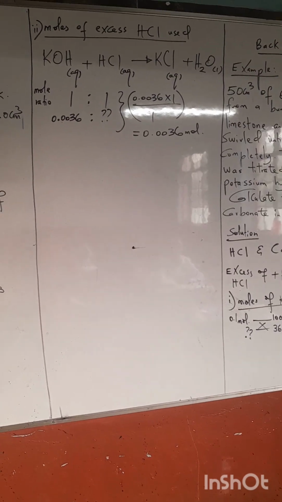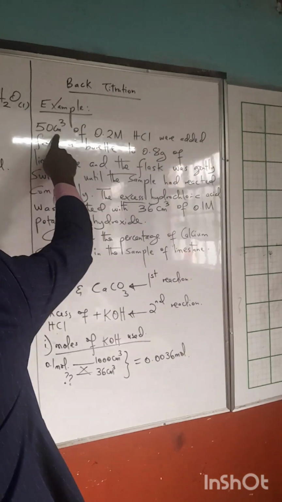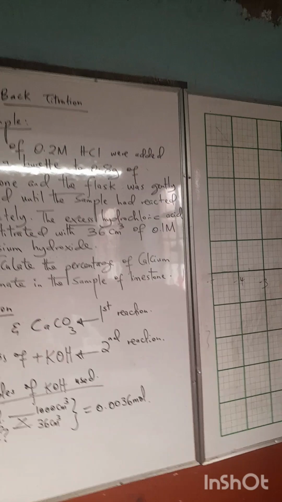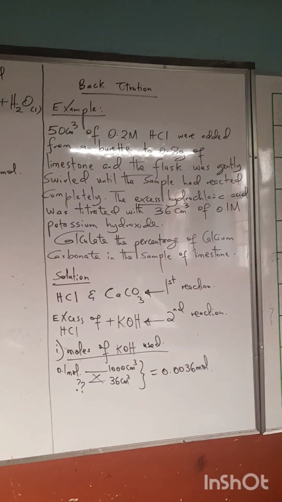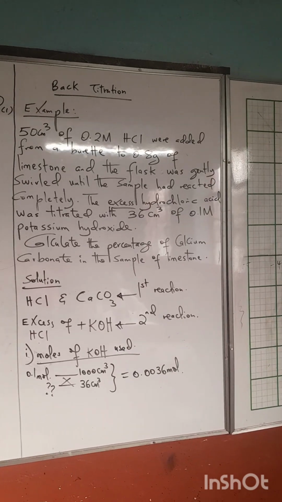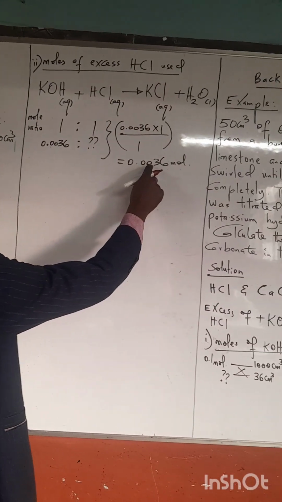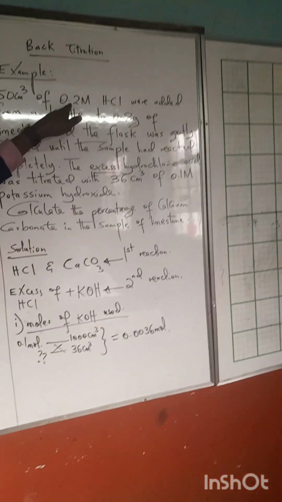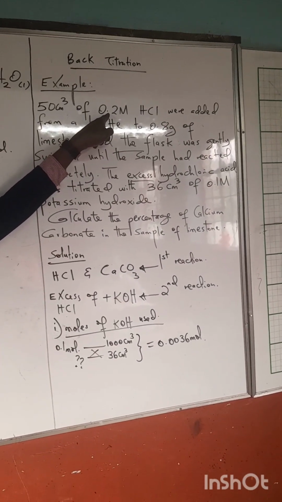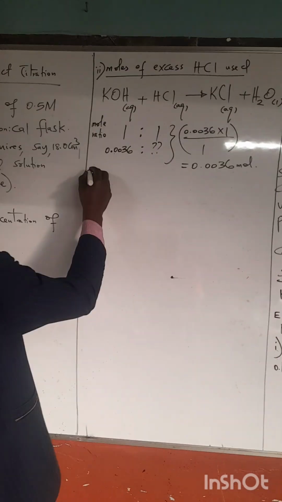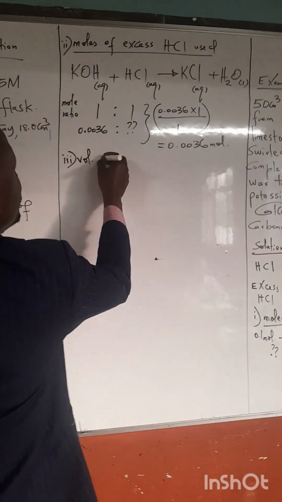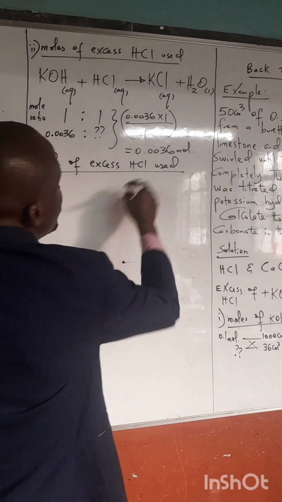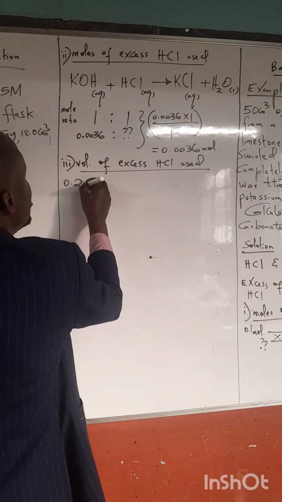Now, let us go back here. They are saying 50 cubic centimeters of 0.2 molar HCl were added from the burette to this. What do you understand from that? Do you know the volume that these moles represent? How are we going to get that volume? We know that the concentration of HCl is 0.2 moles per liter, isn't it? So let us find the volume of excess HCl used. The concentration is 0.2 moles per liter.